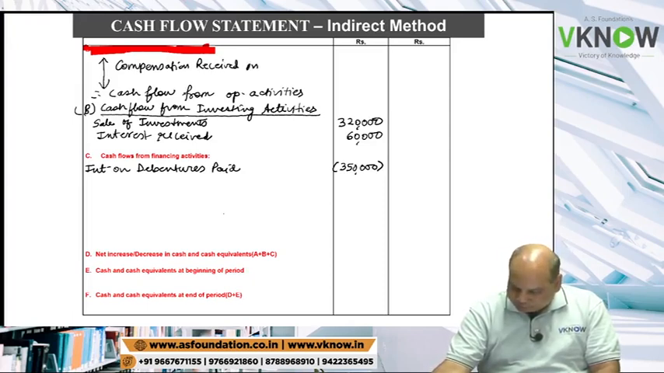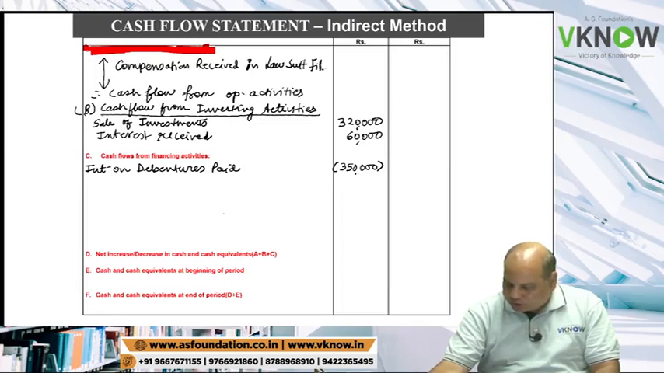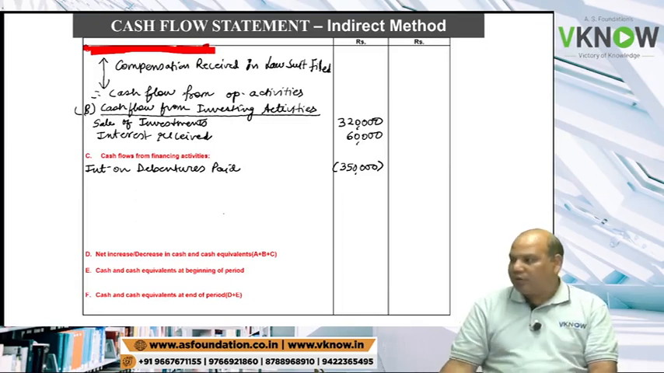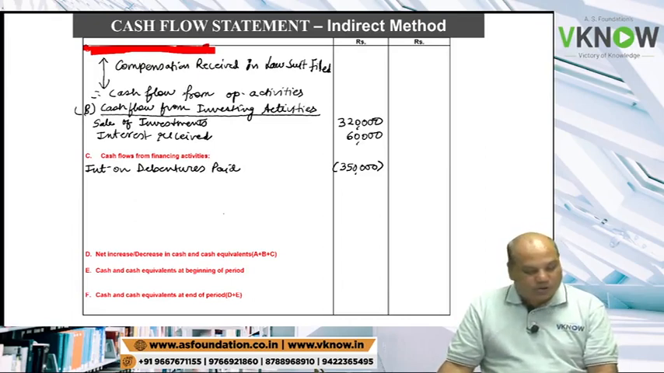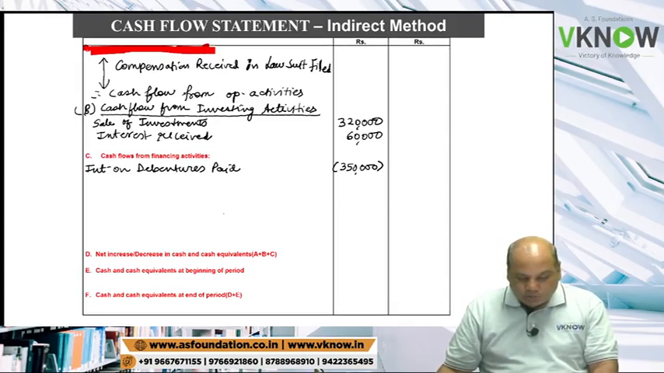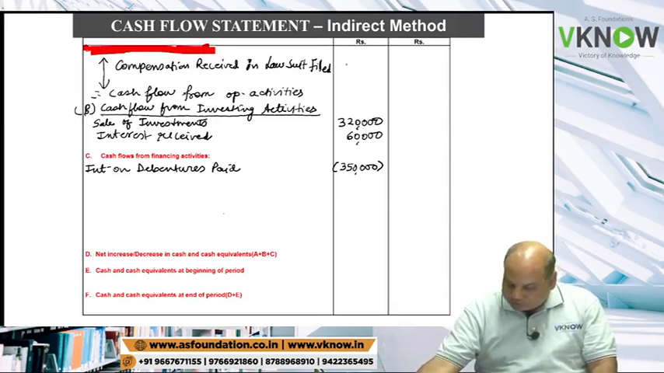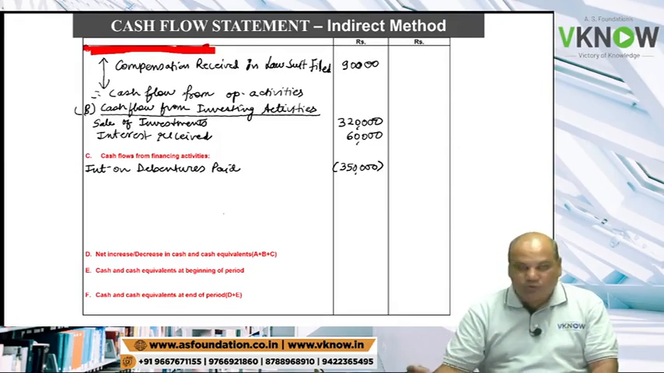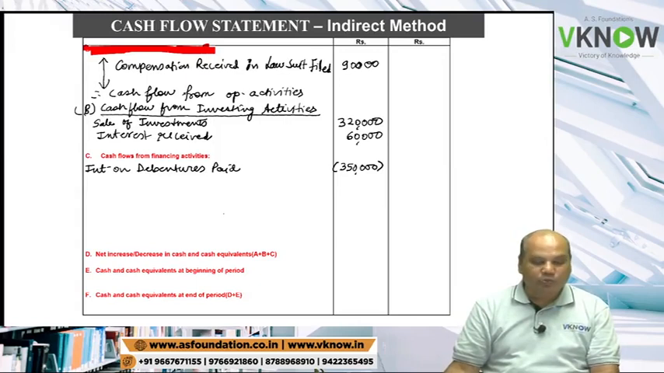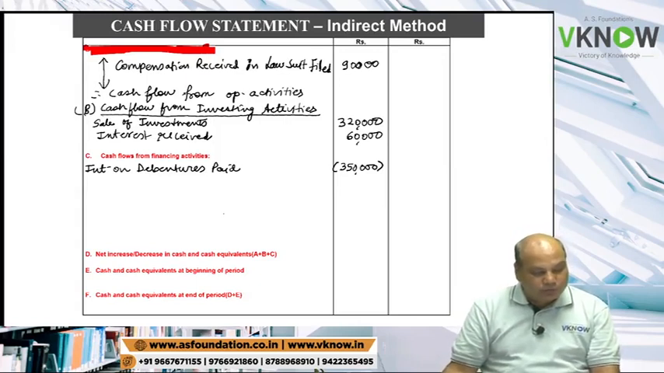This is an extraordinary item because it is not a day to day operating item, but we are going to present it because cash flow was received. How much cash flow was received here? 90,000. Because there is a cash flow, it has to come in the cash flow statement somewhere.